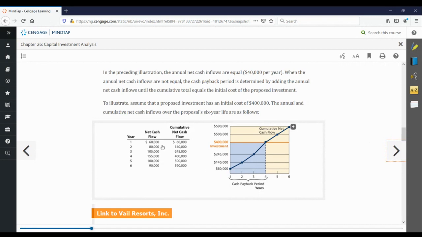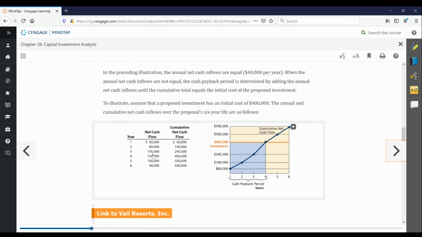So in the first year, the cash flow was $60,000. In the second year, it was $80,000. We would add the two cash flows together from year one and year two, and that will give us the cumulative cash flow of $140,000. Because this asset is going to cost us $400,000, we know that we are not going to recover the cost of the asset in 2 years, so we go on to the next year.